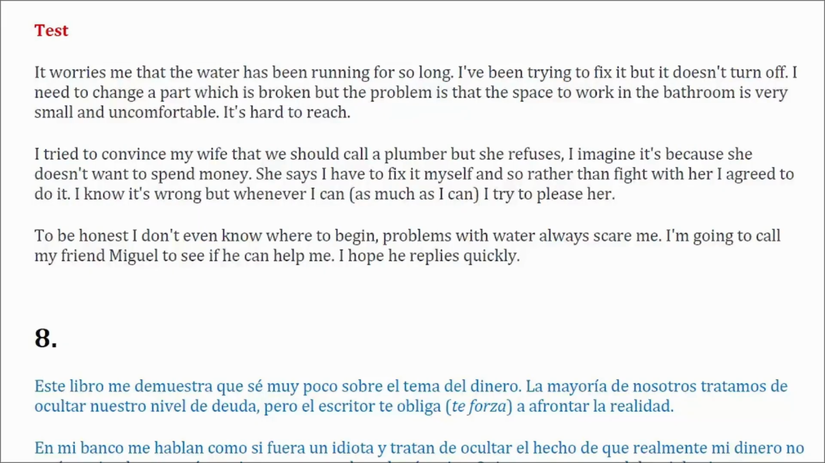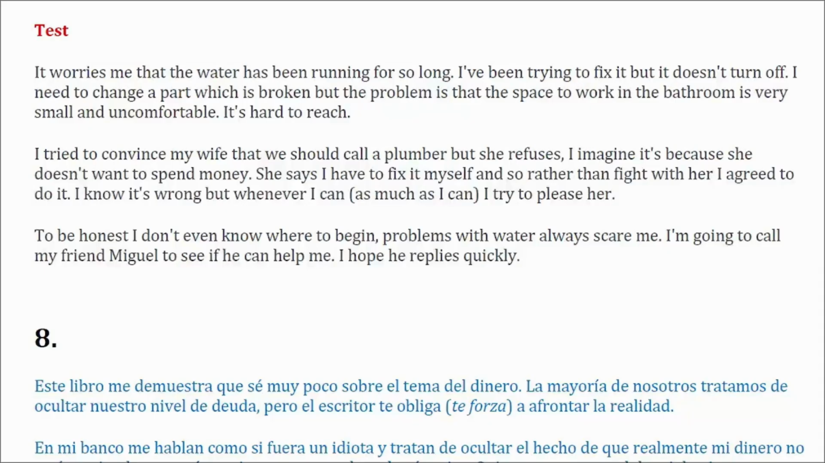Necesito cambiar una pieza que está rota, pero el problema es que el espacio para trabajar en el baño es muy chico y incómodo. Es difícil de alcanzar. Traté de convencer a mi esposa de que deberíamos llamar a un plomero, pero se niega.